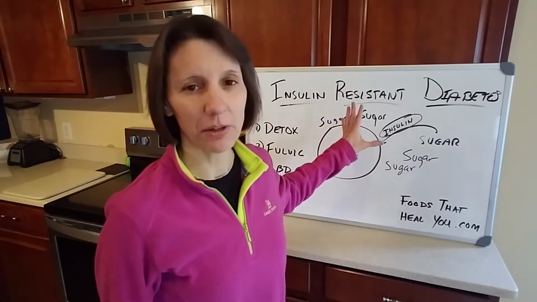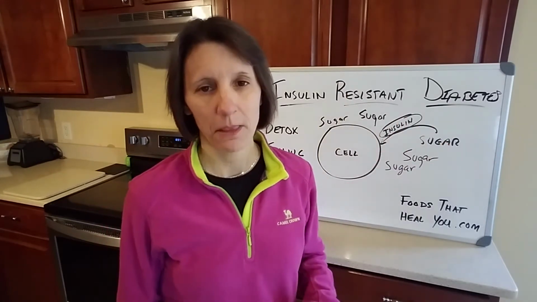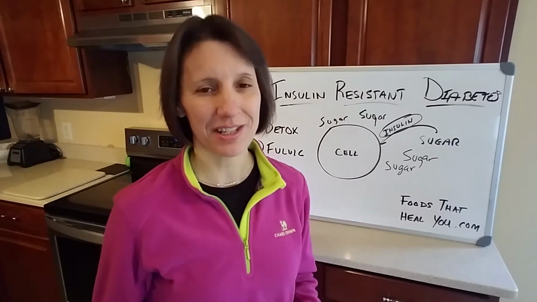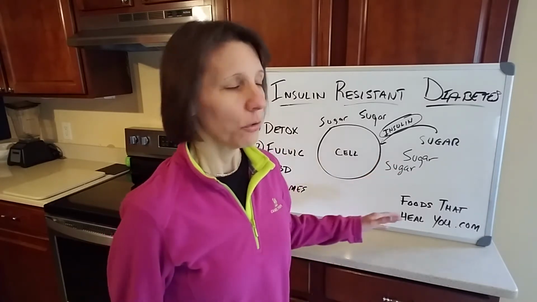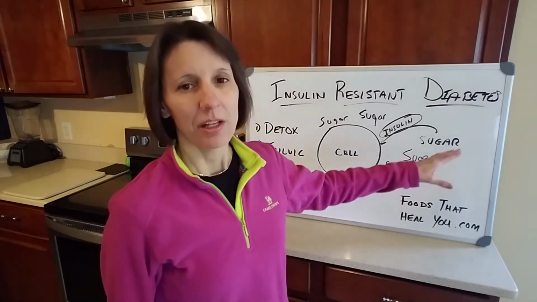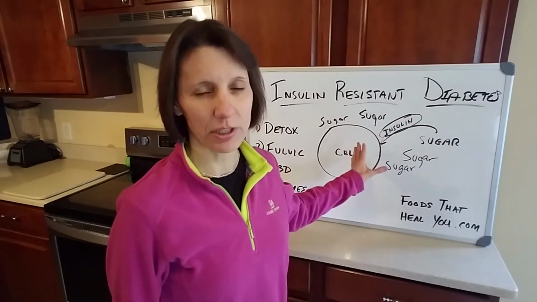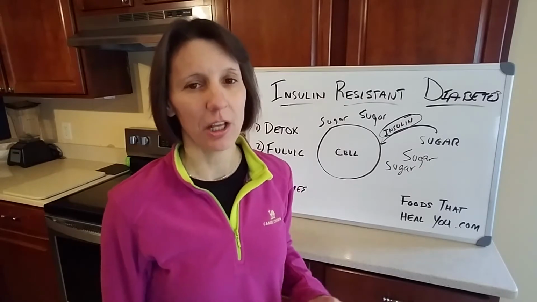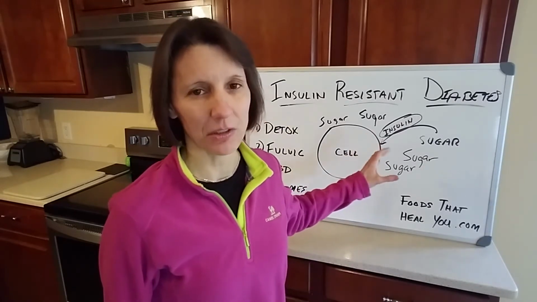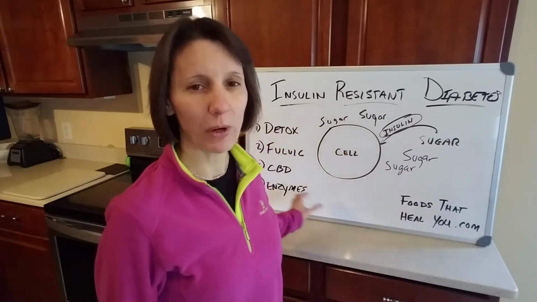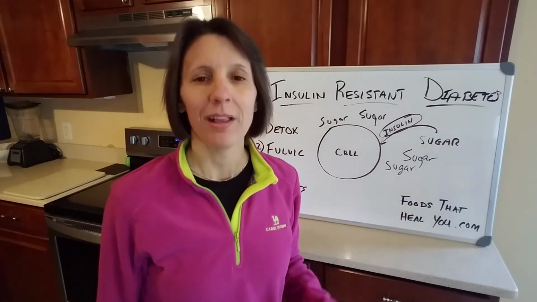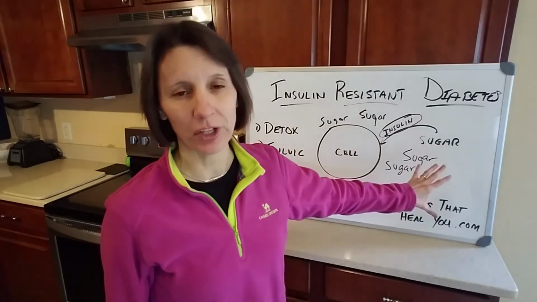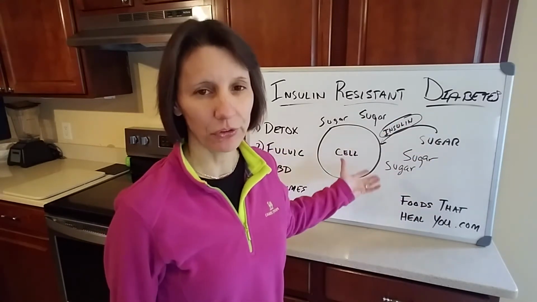I have a diagram of a cell, insulin, and sugar. Insulin's job is to take sugar and glucose into the cell for energy. When you have insulin resistance, the insulin's trying to get the sugar into the cell. It's knocking on the door of the cell wall, trying to get the sugar in, but the cell is not allowing it. So the sugar then builds up around the cell in the bloodstream. That's where you have high blood sugar levels. It can't get in the cell, so it stays in the bloodstream and builds up.